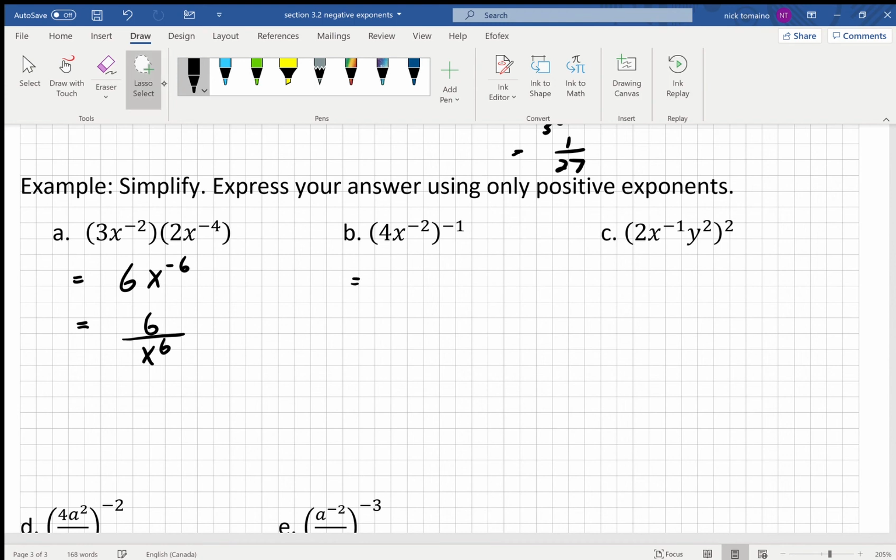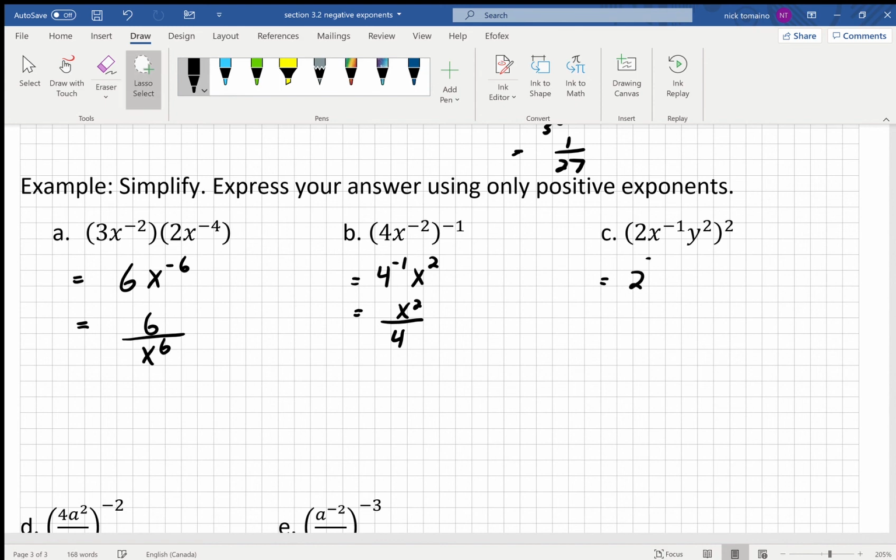Okay, next one. We're going to take it in steps. We're going to apply the negative 1 to each term on the inside. So we're going to have 4 to the negative 1, x to the positive 2. And that becomes x to the 2 stays in the numerator because it's positive, and the negative power goes to the denominator, and that's 4 to the 1, which is just 4.